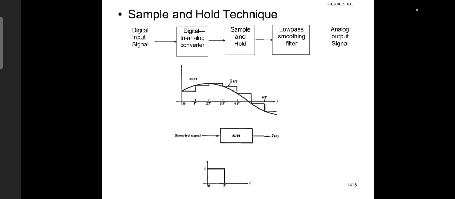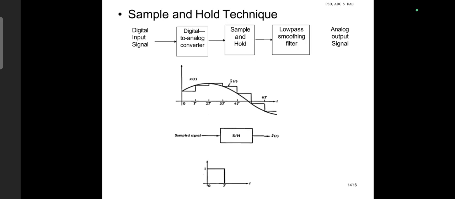So the presentation introduces three techniques for digital to analog conversion. They are sample and hold technique, first order technique, and linear interpolation with delay technique. All these three techniques are approaches for producing an analog representation from discrete digital samples. We will understand the basic operation of each technique. So let us begin with the sample and hold technique.